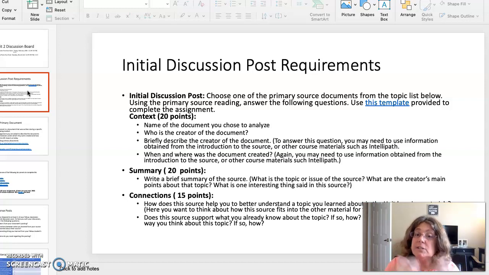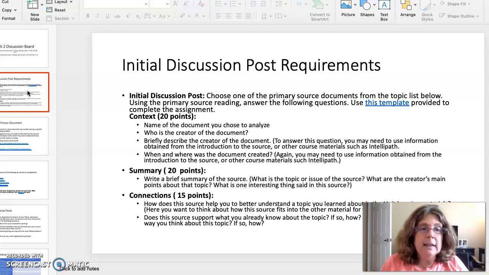You're going to actually summarize the document that you are analyzing, the primary document that you are analyzing. What's the topic or issue that's discussed in the source? What's the creator's main point about the topic? And what's one interesting thing said in the source? That should all be covered within the summary, worth 20 points.